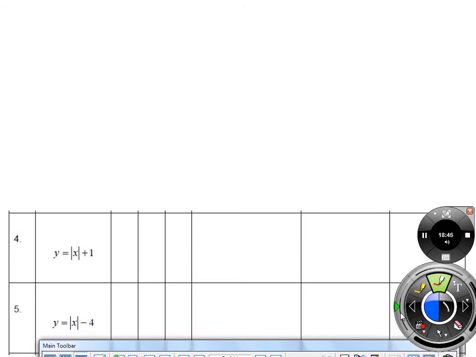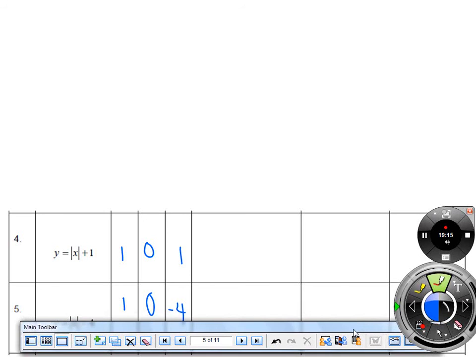The K, only the K, right? They both have the same A value as the parent function and the same H value, but the K was changing. It should be 1 here and -4 here. Then how is the K affecting your graph? What are you seeing in the sketches that's different in numbers 4 and 5 than your parent function in number 1? The y-intercept, okay? So it's literally moving the V up or down, right?